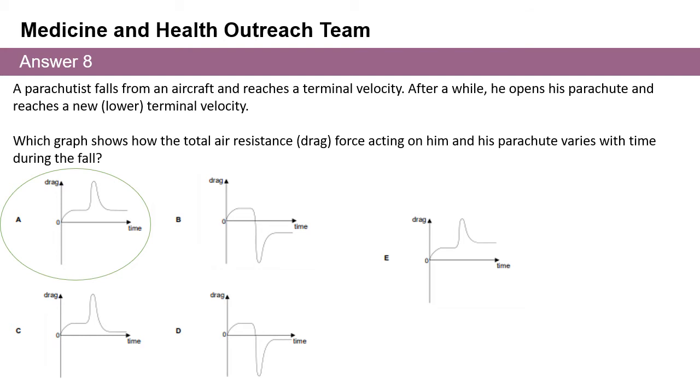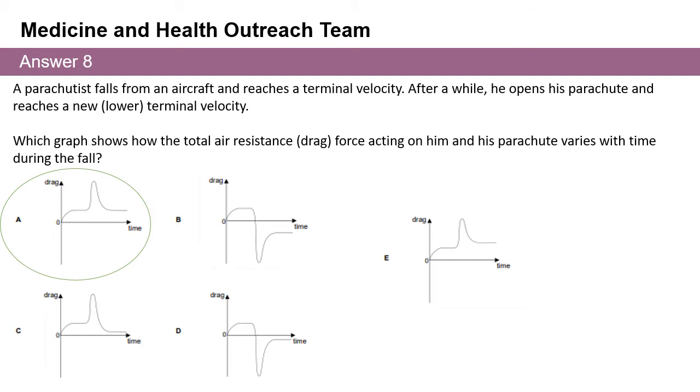The correct answer for question A is option A. To work this out, you must know that terminal velocity means there is 0 acceleration, and this means there is 0 resultant force acting. When travelling at terminal velocity, the force of air resistance on the parachutist will be equal and opposite to his weight. It must then be realised that they are travelling at a high terminal velocity before opening the parachute, and at a lower terminal velocity after opening the parachute.